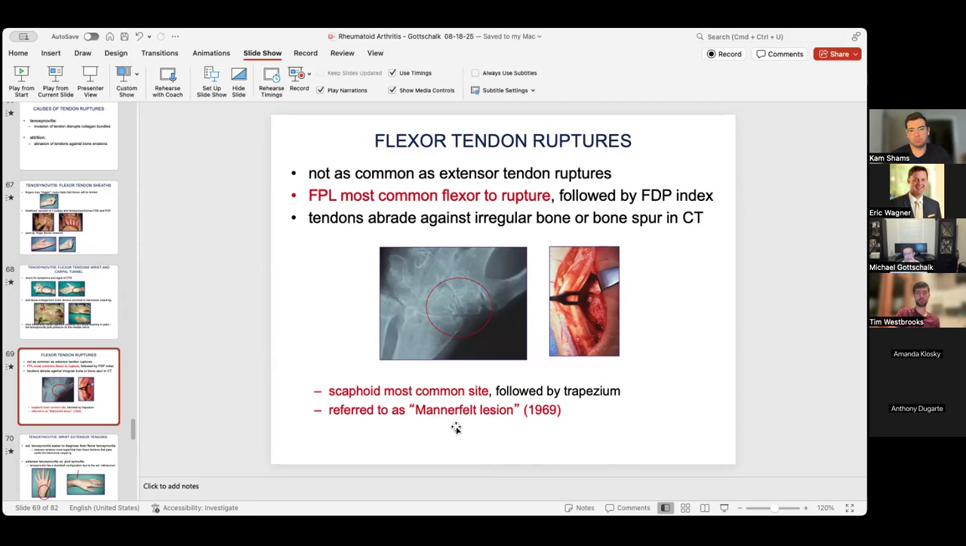Once you get an attritional rupture, you can't just repair it. You often have to do some sort of reconstruction, whether it be an interposition graft or a transfer of the FDS tendon to the ring or something like that. And this is referred to as a Manifelt. One of the treatment options besides reconstruction is sometimes you have to address the arthritis here if it's gnarly, either with a fusion or with a trapeziectomy or with an osteophyte takedown.